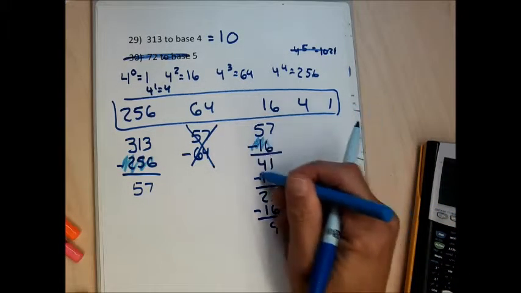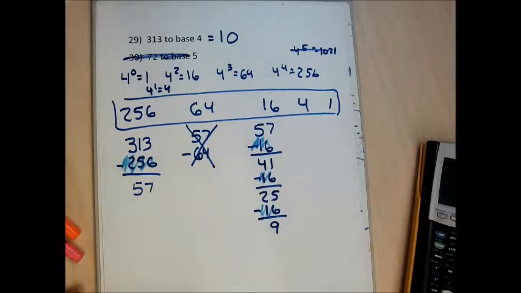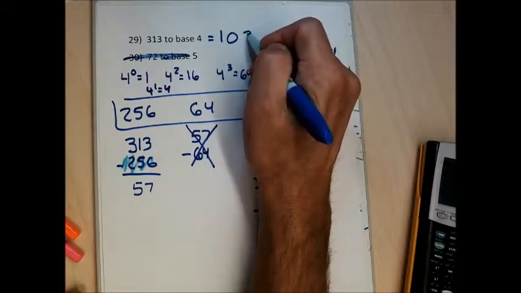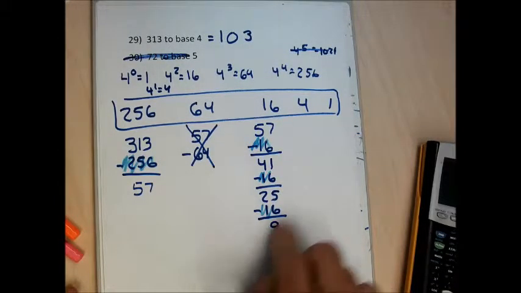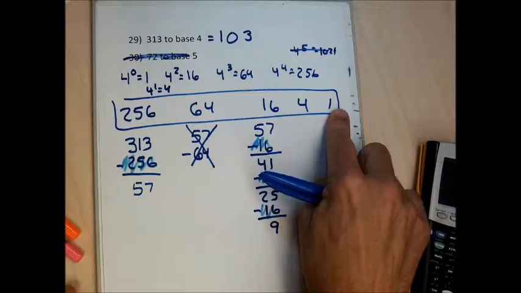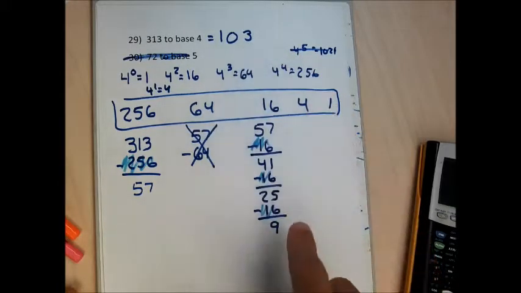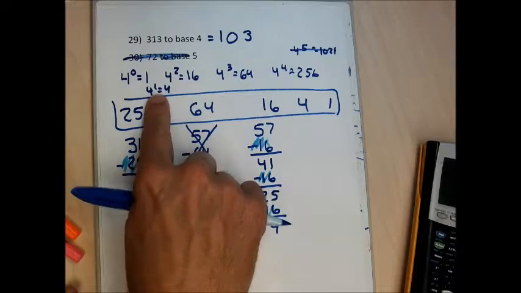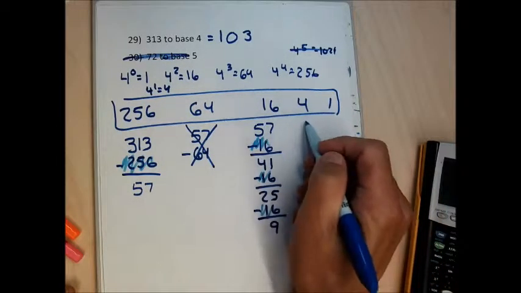The next number in my answer is going to be 3 for the 3 times I could subtract 16. The problem here was when I was going to get to this place, I was going to start subtracting 1, and I can't have numbers bigger than 3 in base 4. So I just noticed I forgot that power. So I snuck that power back in, and now I'm going to start subtracting 4.